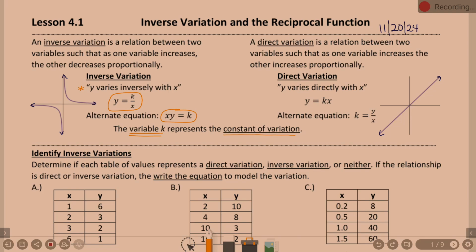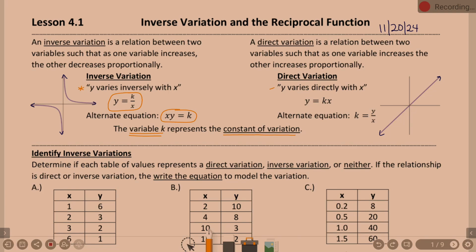Now, our other option besides inverse variation is direct variation. Direct variation, this is the one where as one variable increases, the other variable also increases proportionally. That's why you'll see your graph is a straight line, because as x goes up, y goes up. So the farther right you go, the farther up you go. So direct variation is always a line through the origin.